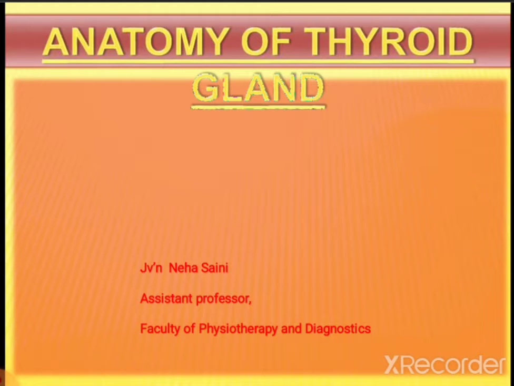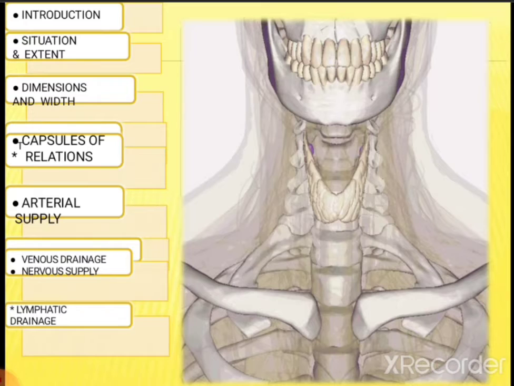Here I am going to tell you about the anatomy of the thyroid gland. In this we discuss the introduction, situation and extent, dimensions and weight, capsules, arterial supply, venous drainage, nerve supply, and lymphatic drainage of the thyroid gland, along with applied anatomy.